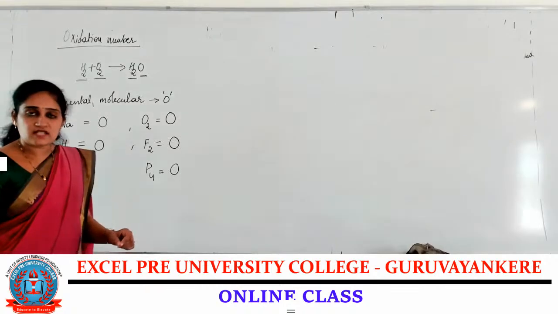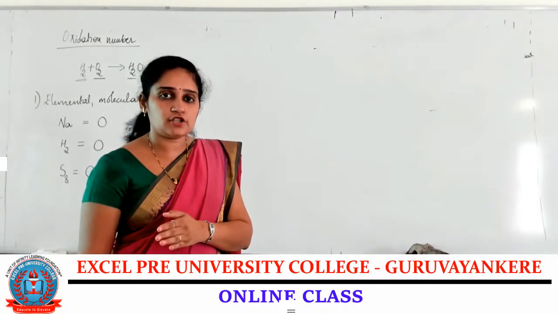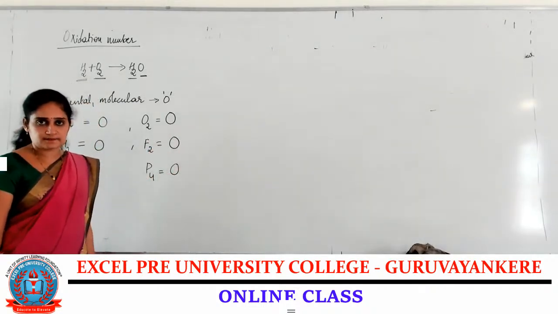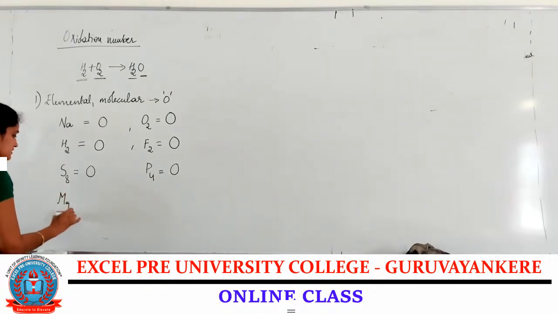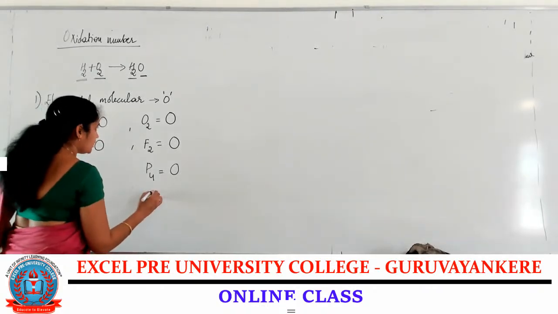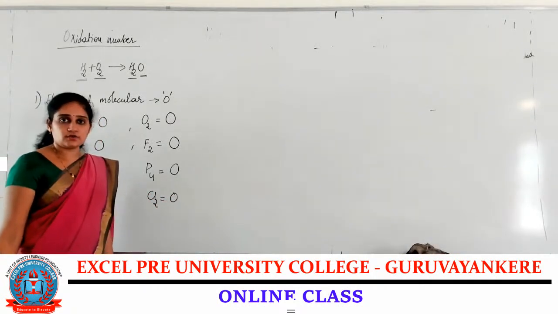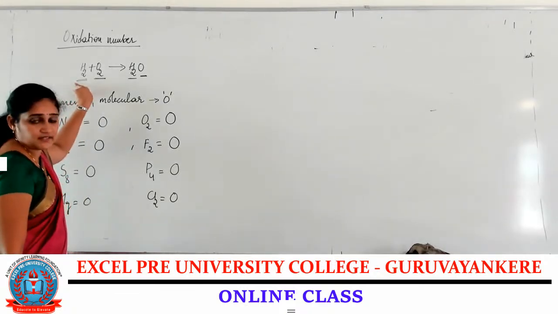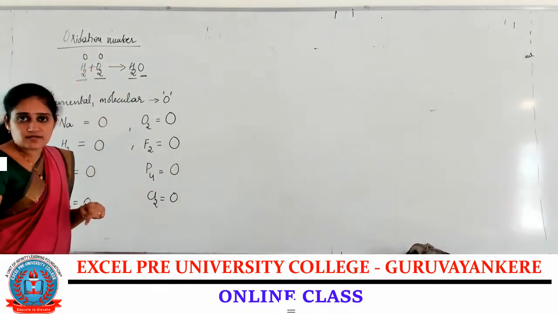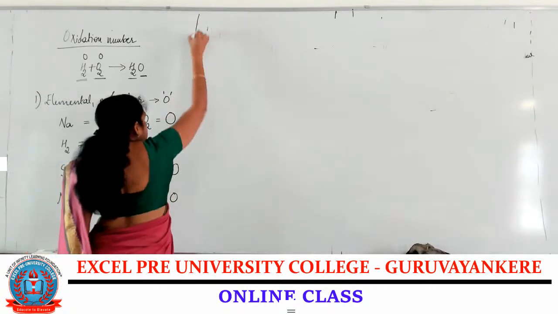So any atom which is present in the elemental state, or in the molecular state as a stable one, is considered to have a zero oxidation state. Magnesium is zero, hydrogen zero, oxygen zero, chlorine zero. That is the first rule. So according to the first rule, the oxidation number for H2 will be zero, oxygen also zero, isn't it? That is the first rule.